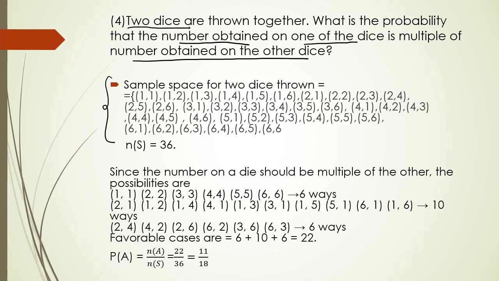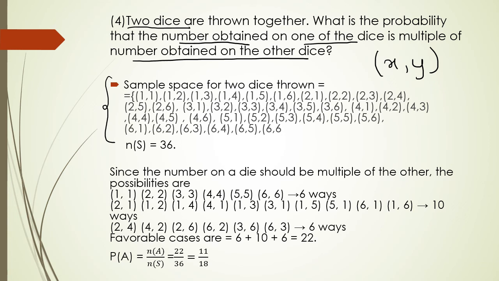We want to find only those possible outcomes where the number obtained on one dice... Here they have not given any order. Do they want it on the first dice or on the second dice? No, they are just talking about one number. Suppose I take x comma y, then out of these two, one should be a multiple of the other one. Either x should be a multiple of y or y should be a multiple of x. We want to find only those possibilities.